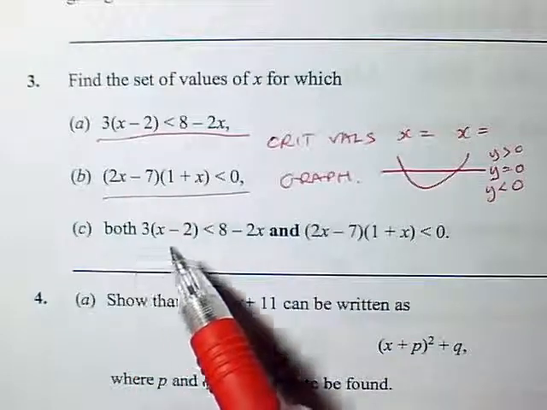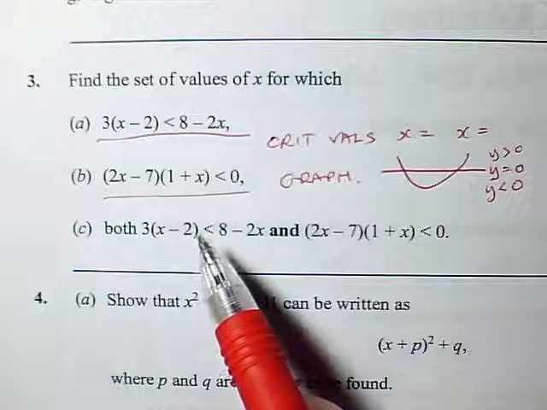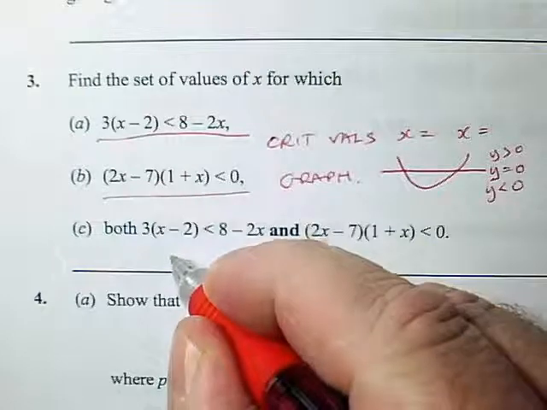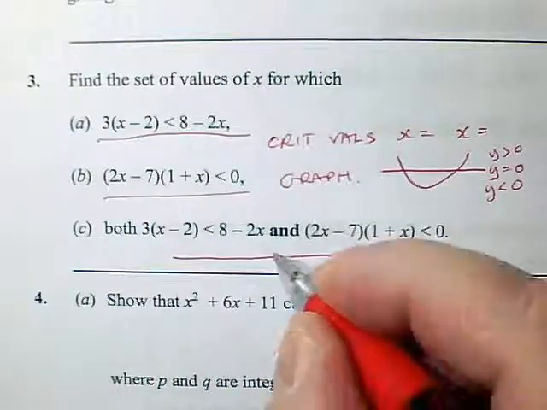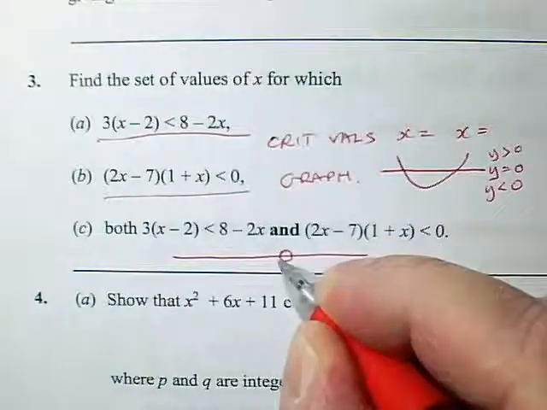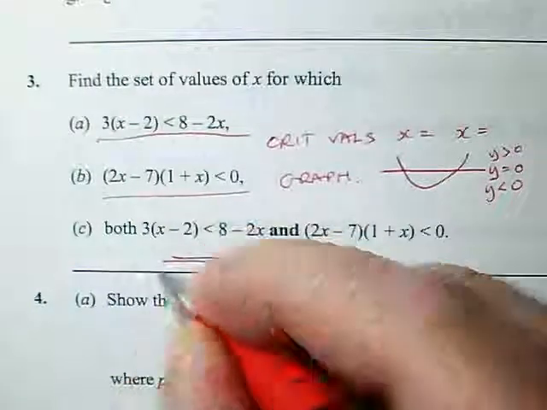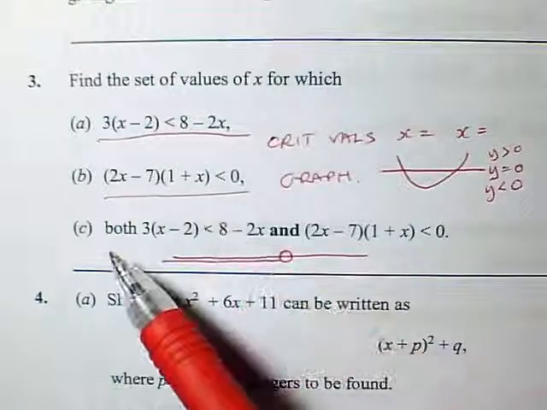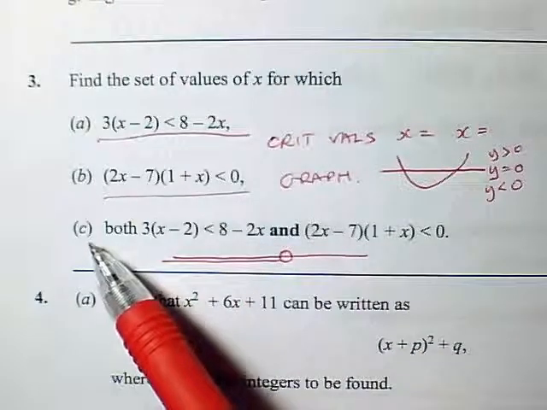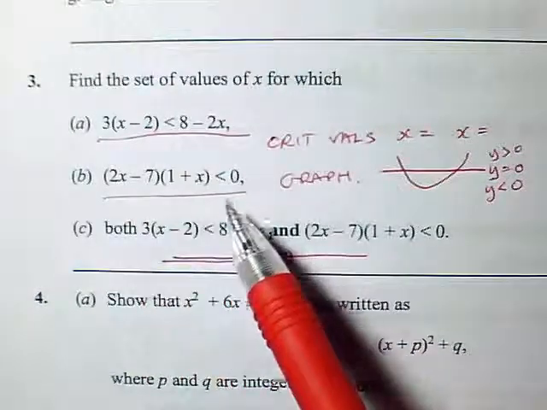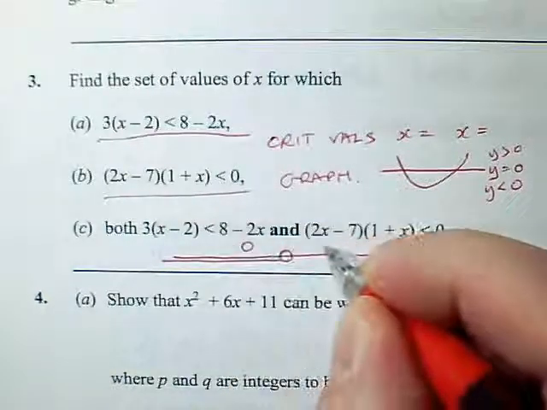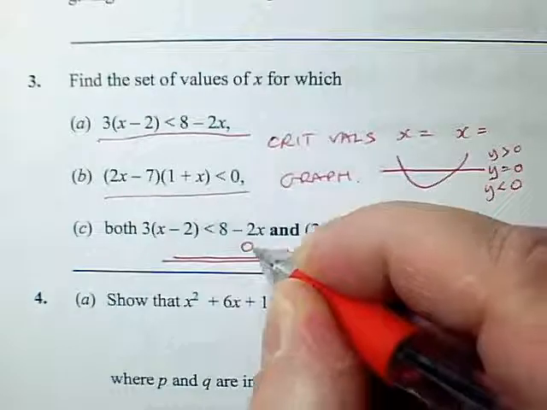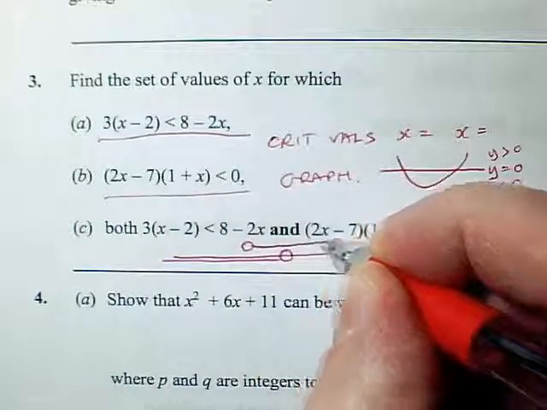And finally, in part C, we want both things to be true at once. So in part A, you've got x being greater than something, or x being less than something. Let's suppose x was less than a particular value there. And then in part B, we've got x being maybe between 2 values, so there may be 2 values in part B that x has to be between. So it might look something like this.